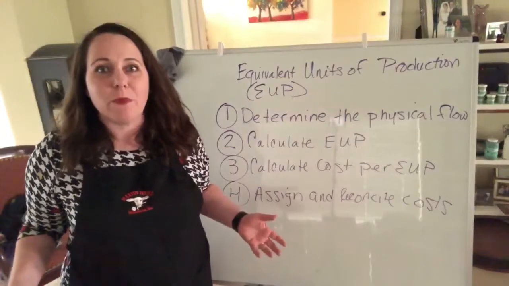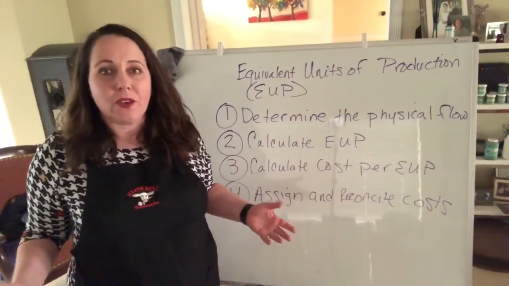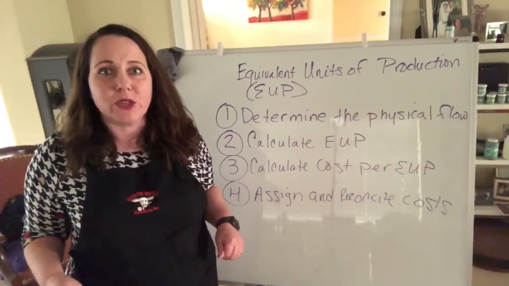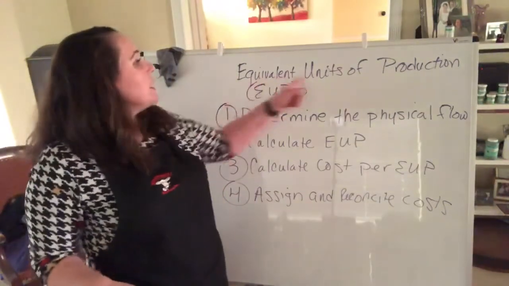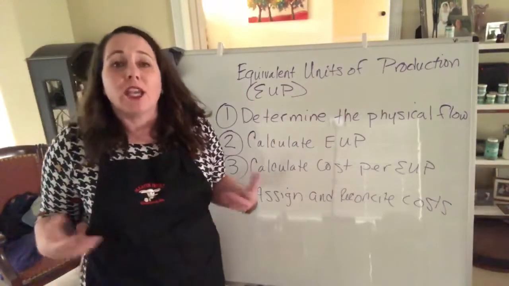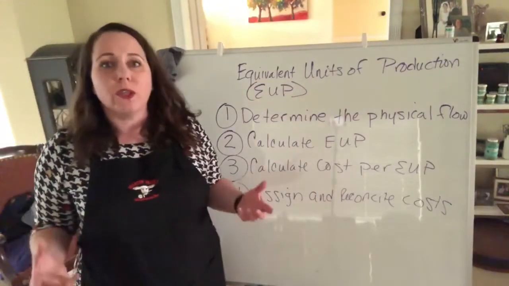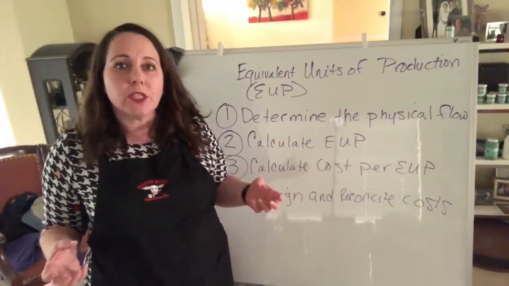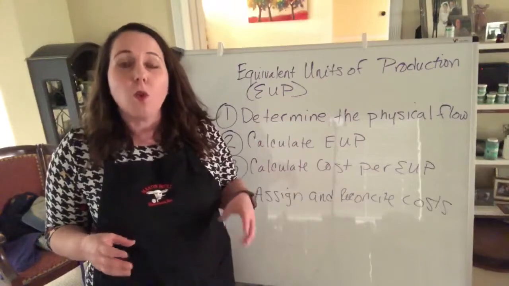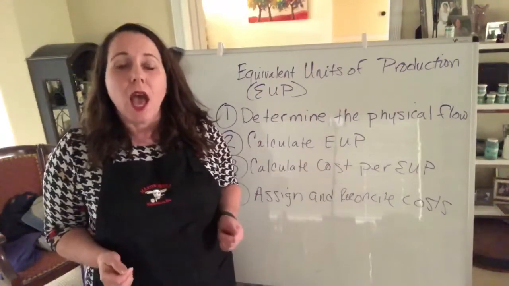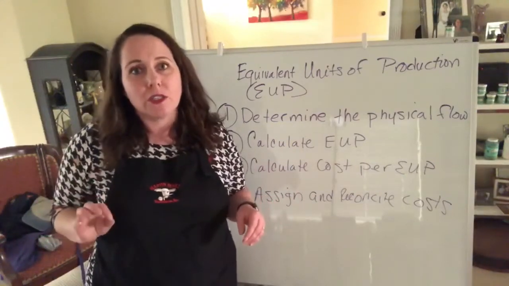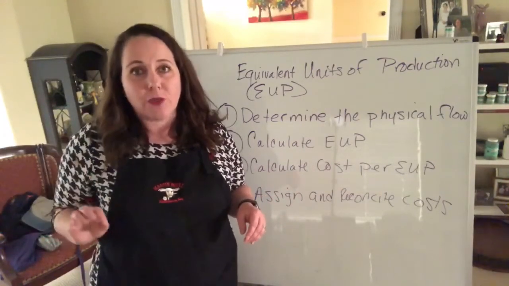Luckily, there is a better way for us to value our ending inventory, as well as the finished goods that have gone through a process during the period. It is called equivalent units of production, or EUP. It could be called equivalent whole units of production. Basically what we do is we look at our ending inventory and what percent complete it is. We split this between direct materials and conversion cost. And conversion cost is our direct labor and factory overhead.